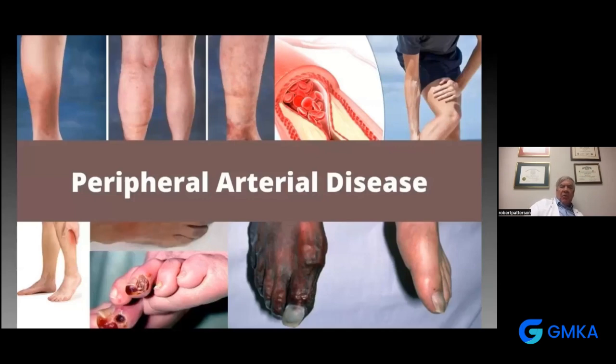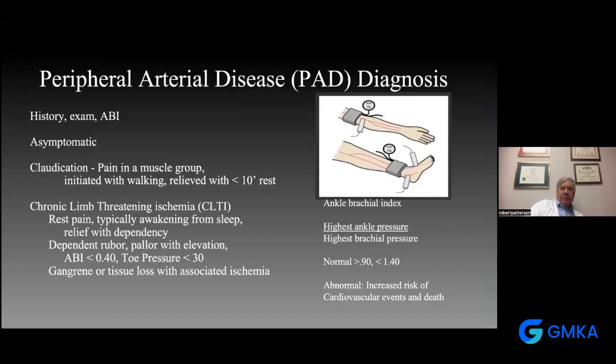So let's talk about peripheral artery disease, which obviously comes in a whole variety of degrees of concern. The diagnosis of it should be familiar to most of you. Obviously, history and exam, which is critical. And if you do a history and exam and an ankle brachial index, you can very firmly establish the presence of peripheral artery disease and its degree of concern.